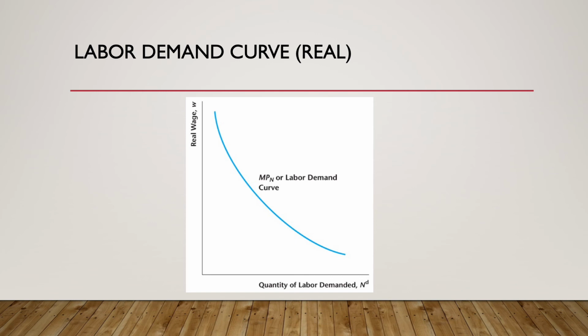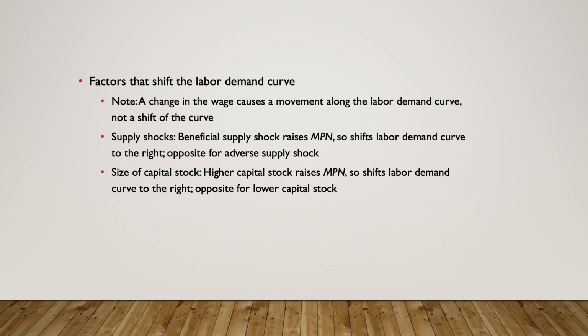There are also factors that will shift the labor demand curve, and you'll note that it was also anything that shifted the marginal product of labor curve. So once you know one of those, you pretty much know both of them, right? What were some of the factors that can shift the labor demand curve? Well, a change in the wage could cause a movement along the labor demand curve, not a shift in the curve. But supply shocks, right, might shift the curve. A beneficial supply shock, raising productivity of workers, would shift up the marginal product of labor, and either cause workers to be paid more or cause more workers to be hired.